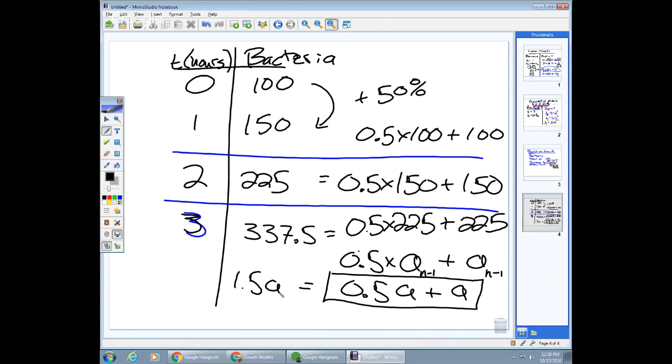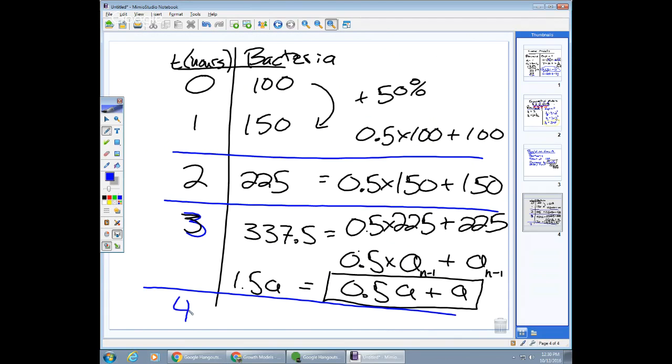So now to get the fourth number in my list, all I have to do is take that previous number, 337.5, and multiply it by 1.5, and that'll be my new number here. What's that turn out to be? 506 1/4. Now, we can't have 1/4 of a bacteria, so that's kind of weird, but we're going to hang on to the decimal for now anyway. So we would say, oh, we have about 506, right? Over here, we would say we have about 338 bacteria. Okay, we usually round up.